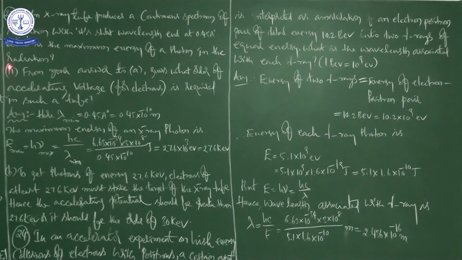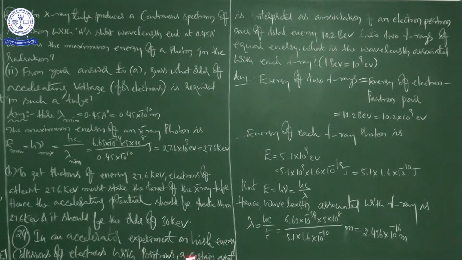Suppose it is A means it is B, or 1 or 2, whatever it may be. So you can take this as 2, because there are 2 things, A and B. This is A means this is B, or 2. So to get photons of this much energy, the accelerating potential should be greater than these values, of the order of 30 kilo electron volt.